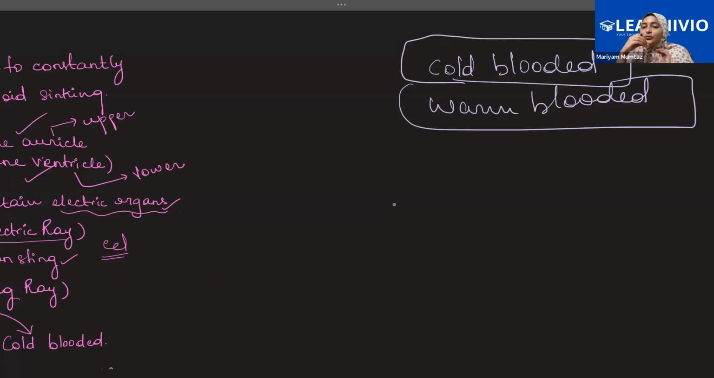If we talk about winters, what do you think we do in winters? We don't sweat in winters, right? Then what do we do in winters?